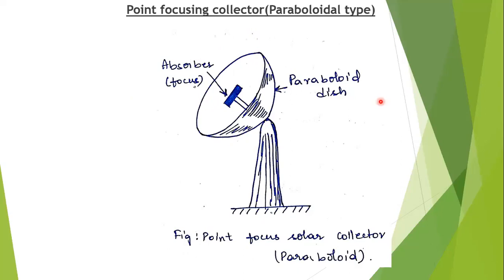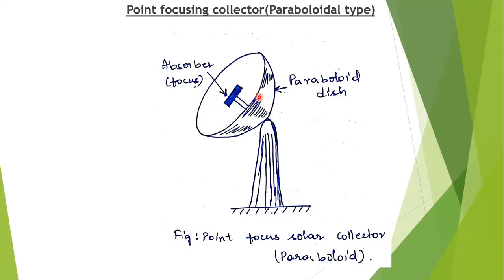Why turn? So that the sun will always be kept in line with the focus. If the sun is here, we keep the absorber here. If the sun moves, we turn this dish to the sun's orientation. By this method we can track the sun fully at all times.